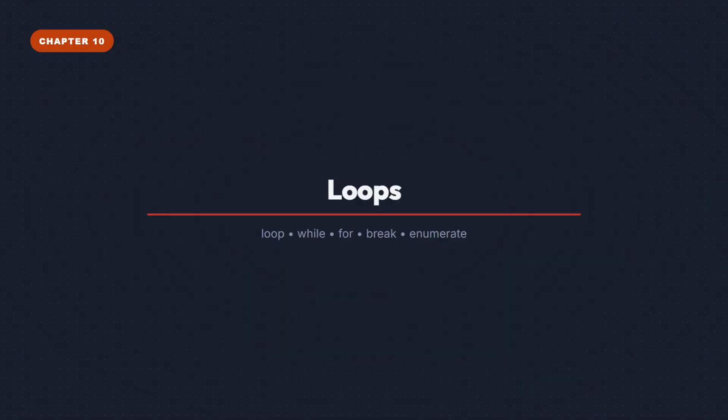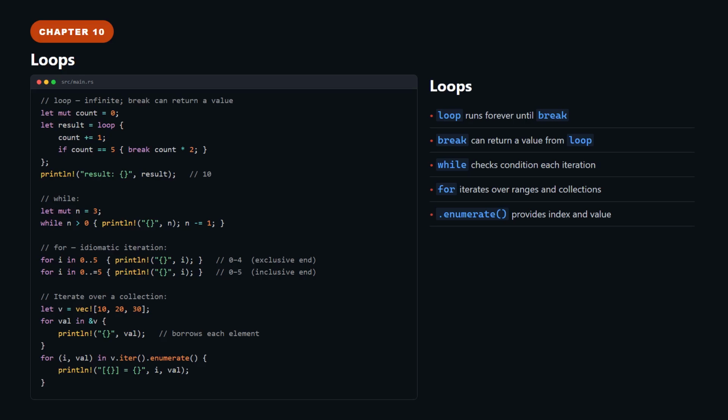Chapter 10. Loops. The loop keyword creates an infinite loop. Break to exit, and you can return a value from break. For is the most idiomatic loop. It works over any type that implements IntoIterator. The .. range creates a half-open range.